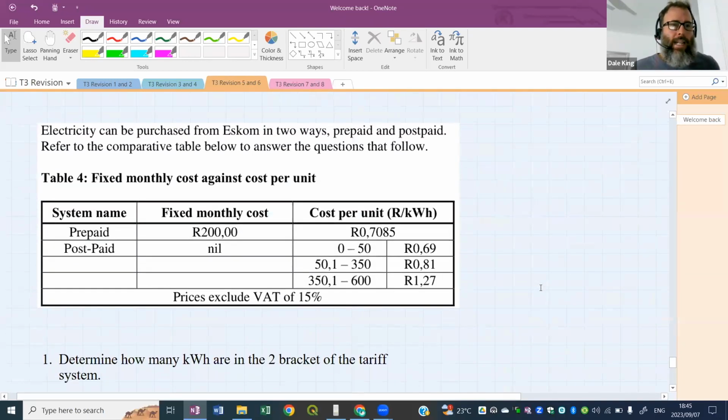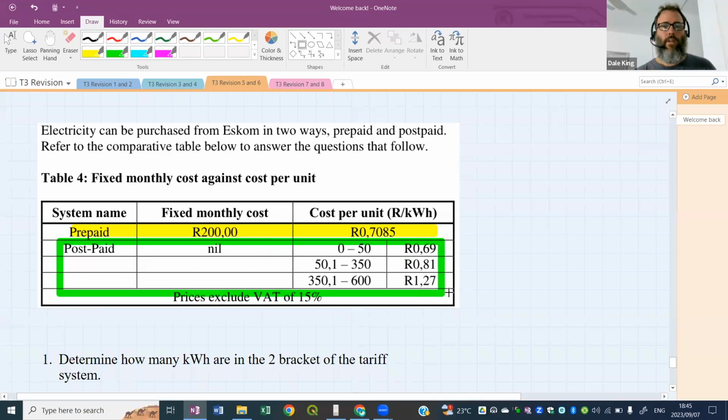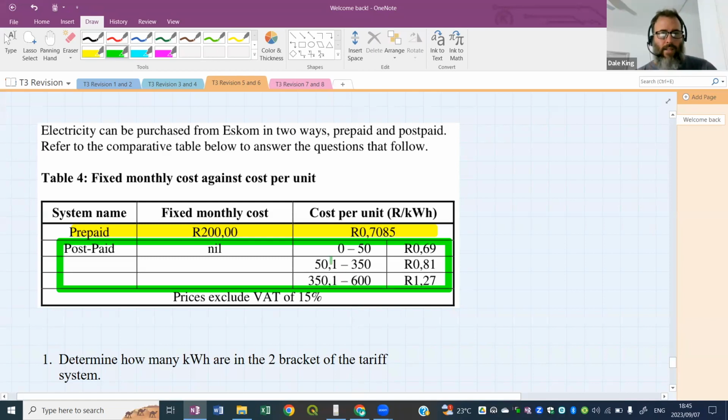Here we go. Electricity can be purchased from Eskom in two ways. We know this is a fact: prepaid and postpaid. Refer to the comparative table below to answer the questions that follow. So there's two ways you can pay: prepaid or postpaid. So there's prepaid here. There's the prepaid one. And postpaid is underneath it there. So this whole table here is postpaid. All right. And we can see a tariff system for the postpaid payments.